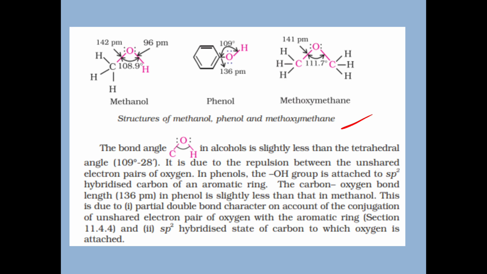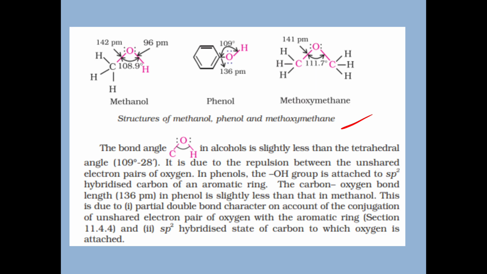Here are some structures, such as methanol, phenol, and methoxymethane. The bond angle is around 109 degrees 28 minutes. For methanol it is 108.9 degrees due to the presence of two lone pairs, for phenol it is 109 degrees, and for ether it is 111 degrees. The bond angle in alcohol is slightly less than the tetrahedral angle due to repulsion between the unshared pairs of the oxygen atom.